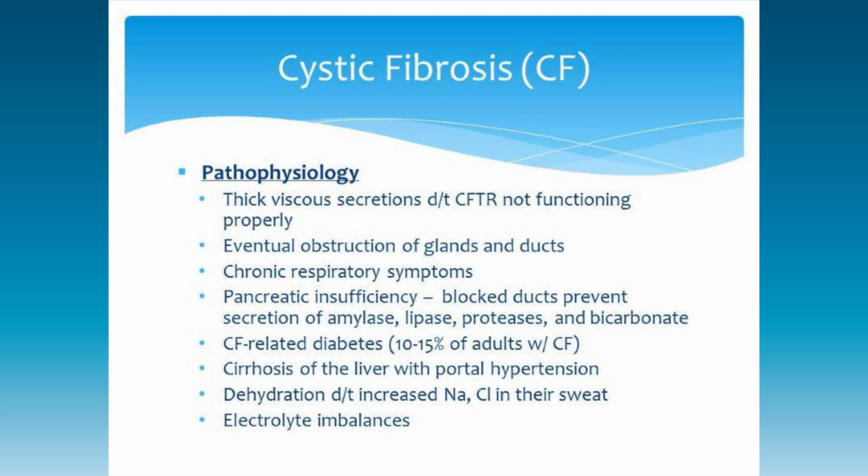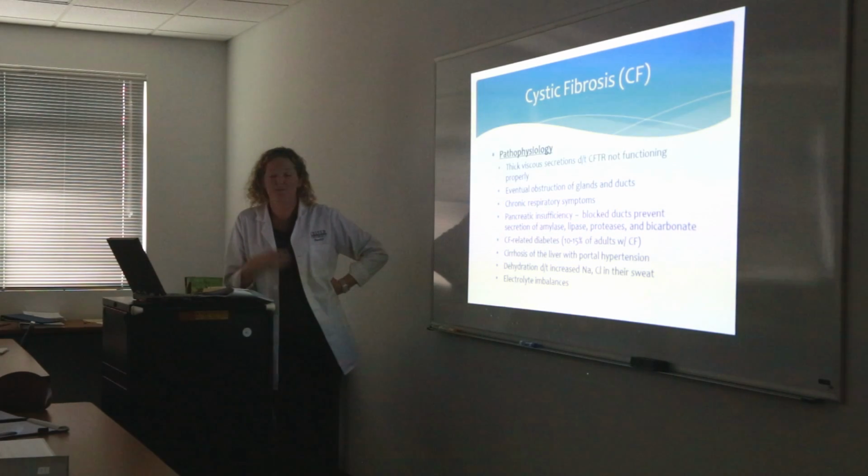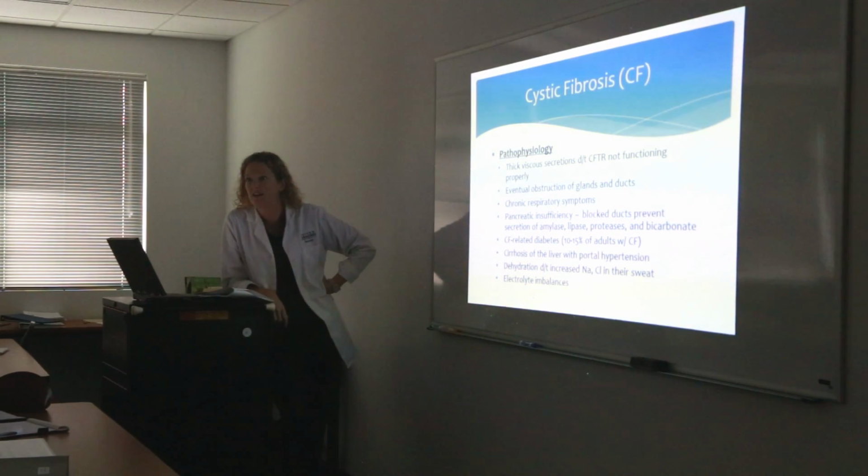CF-related diabetes: about 10 to 15% of adults with CF have diabetes, and we're not exactly sure of the cause, other than that it's blocking the ducts in the pancreas and causing the pancreas to be inflamed. That could be causing the pancreas to not produce and release insulin like it normally would. So you do see a little bit more diabetes with CF patients. You might see cirrhosis if some of those ducts in the liver get blocked, and that can cause portal hypertension.